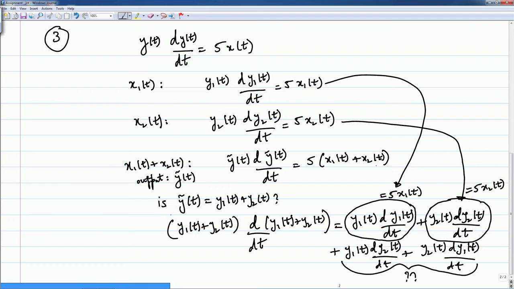So, clearly the answer is y tilde of t is not equal to y1 of t plus y2 of t. If y1 of t plus y2 of t were equal to y tilde of t, this right hand side would have simplified to 5 times x1 of t plus 5 times x2 of t. These two cross terms would not have been there. Since the cross terms showed up, clearly y tilde of t is not equal to y1 of t plus y2 of t, which means this system is not additive, which means it is non-linear.